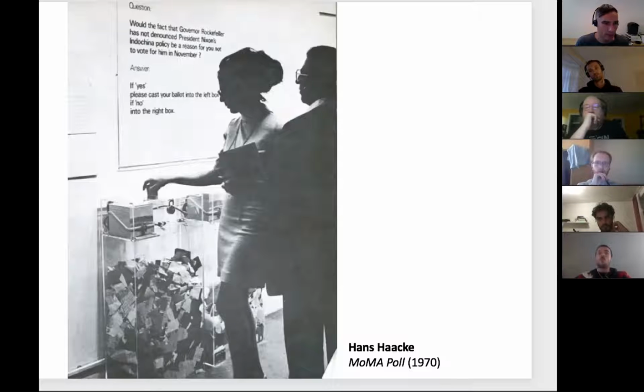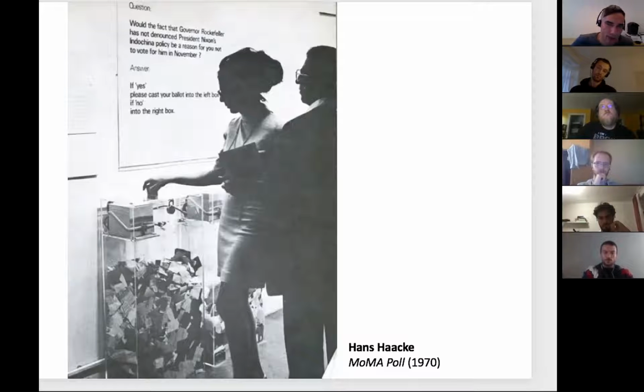Are you all familiar with this piece? Or is anybody familiar with this piece? If you're not, it's basically a panel with a question, which is designed to engage the public in a political question having to do with Governor Rockefeller, who at the time was on the board of trustees at MoMA but was also the governor, and his family had been long connected with museum patronage. The question is about President Richard Nixon's Indochina policy and whether you would vote for him in November.